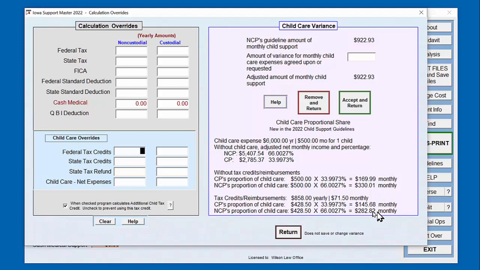Now that's not to say the court can't award more than this, and certainly the court can award less than that. The guidelines, you'll have to read the language. I'll show you our help file on that.